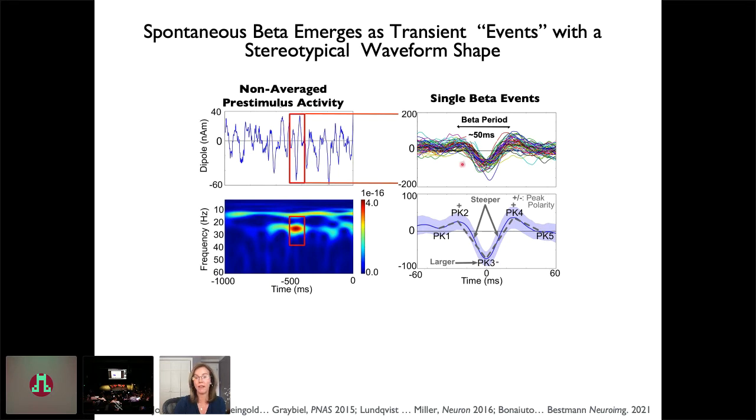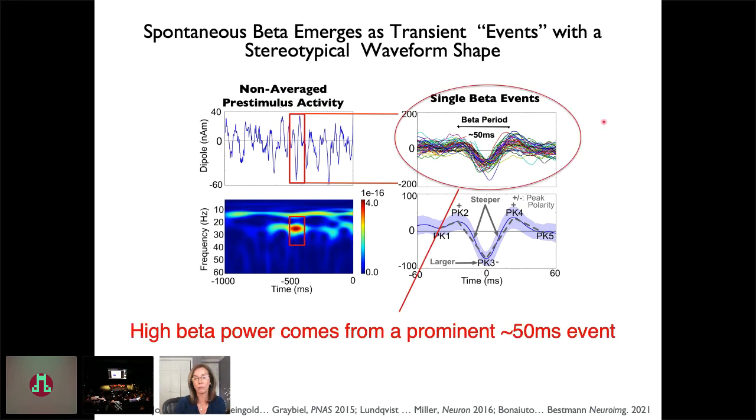And you can see very clearly that there's this stereotypical waveform shape that's defined by this negative deflection that lasts 50 milliseconds. And when we put a frequency filter on a signal that looks like this, we get high power in the beta band. Importantly, this is not a sinusoidal oscillation. And the stereotypical nature of this signal suggests that there's some reproducible and reliable mechanism that's generating these beta events.